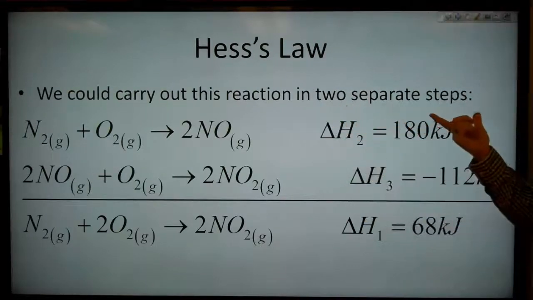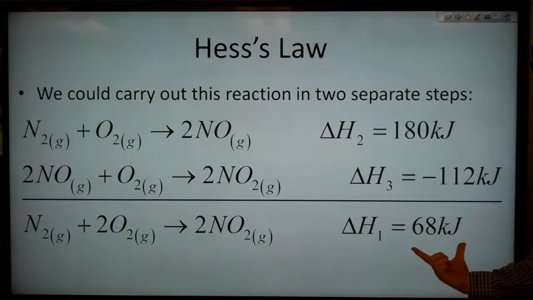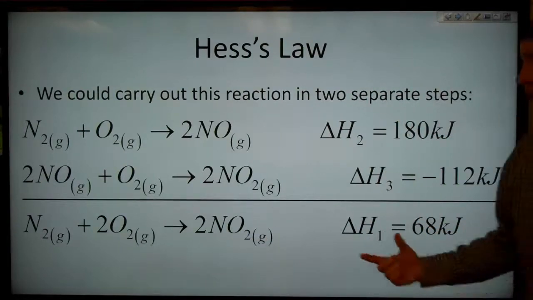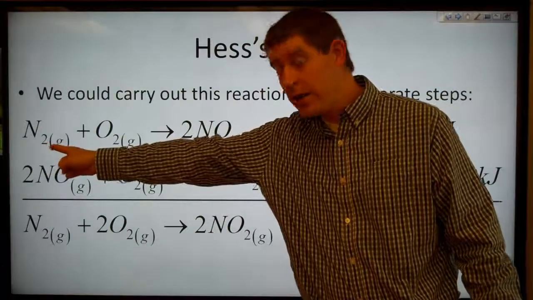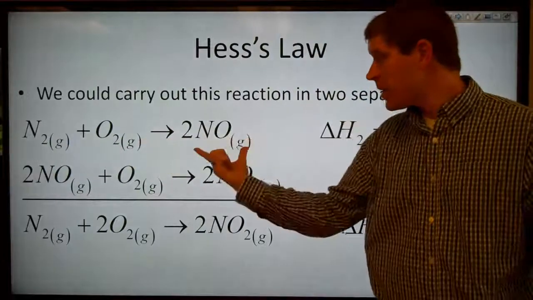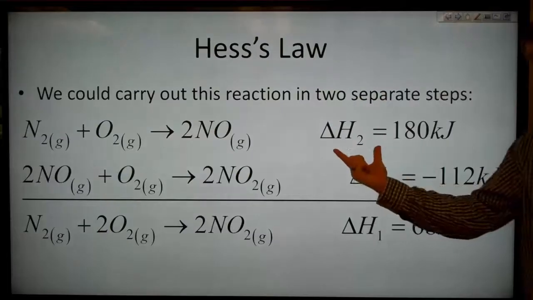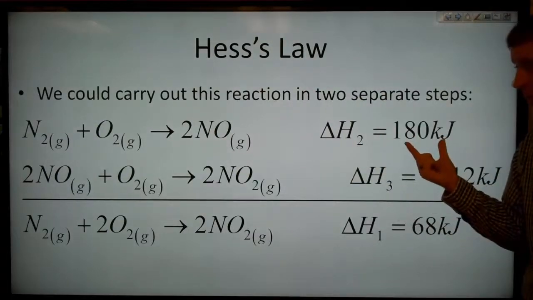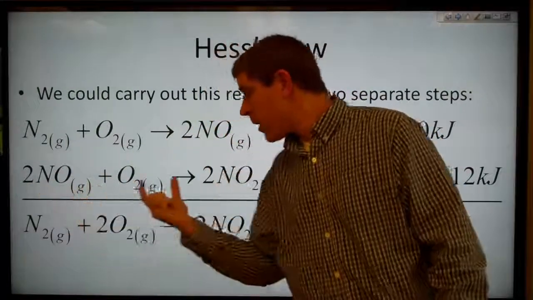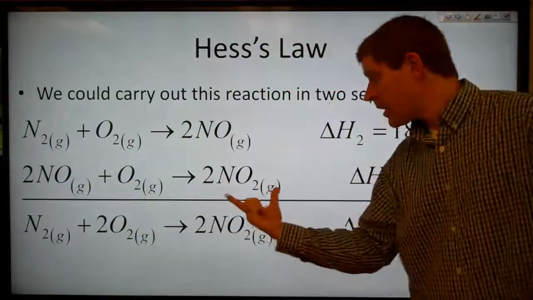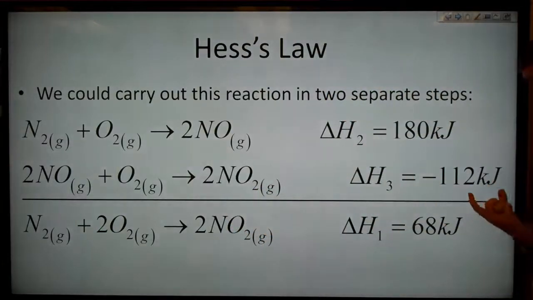So we could carry out this reaction in two separate steps instead of one. So with one step, we got delta H1 of 68 kilojoules. If, on the other hand, we first react a nitrogen molecule N2 with one oxygen molecule to give us two NO molecules, that has an enthalpy change of 180 kilojoules, positive value. And then if we take those two NO molecules and react those with another oxygen molecule, that gives us two NO2. And that gives us an enthalpy change of negative 112 kilojoules.